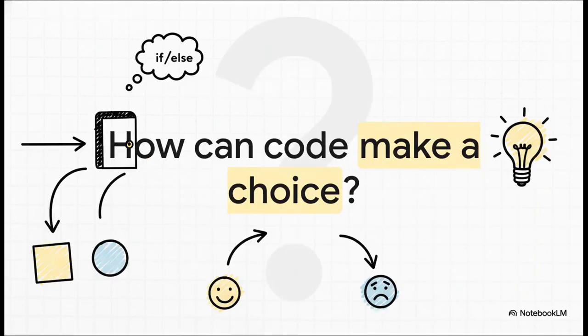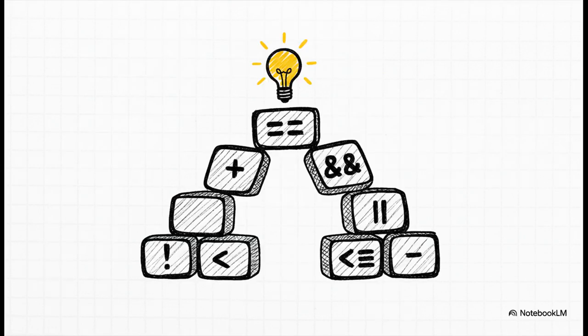I mean, really think about it. Your average script, it's just a to-do list, right? It just follows your orders, one line after the next. But what's the secret sauce that makes it intelligent? How do we get it to look at a situation and actually make a choice? The answer, my friends, is operators.